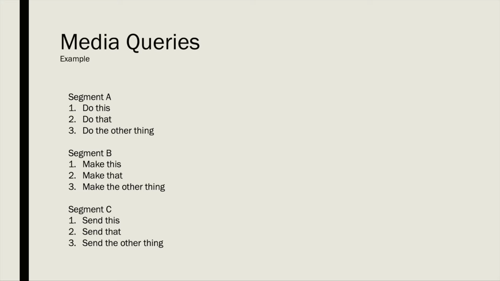First off, media queries. Basically, you have a set of rules in one sheet, and based on what properties and values are available, that determines what set of rules will be loaded and processed. So for example, you have a list right here: segment A, segment B, segment C, and they all say similar things, although slightly different.